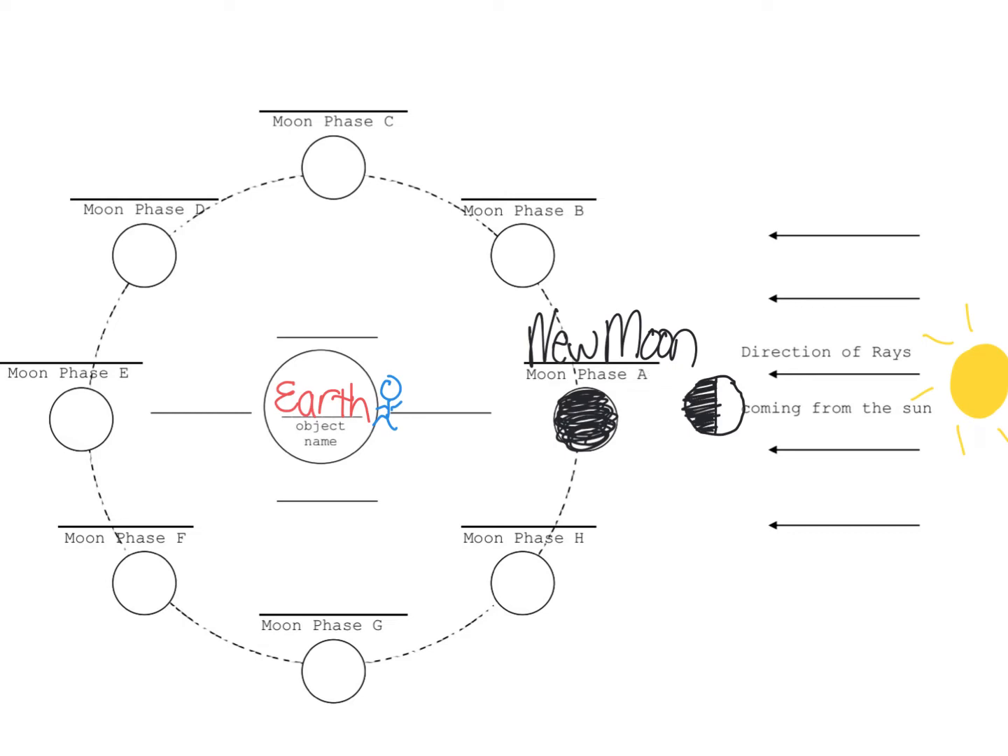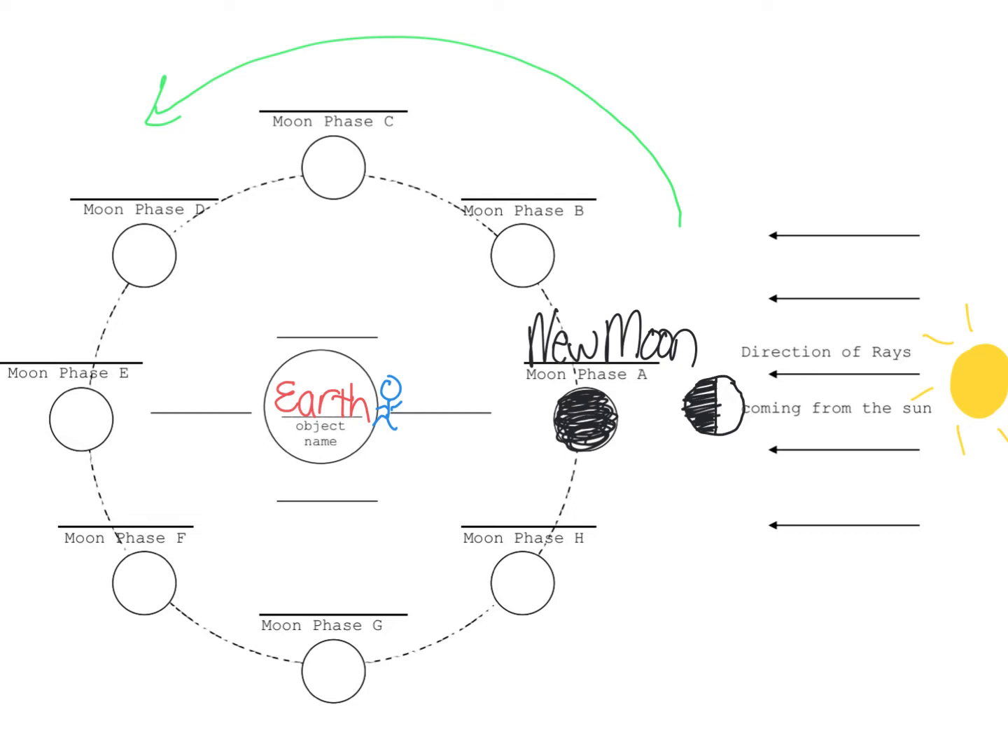You may have noticed that all the phases are labeled in order A through H in the counterclockwise direction. That is because all the large objects in our solar system orbit in the counterclockwise direction. Our next phase is phase B.